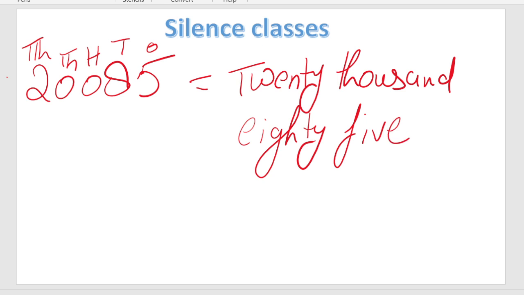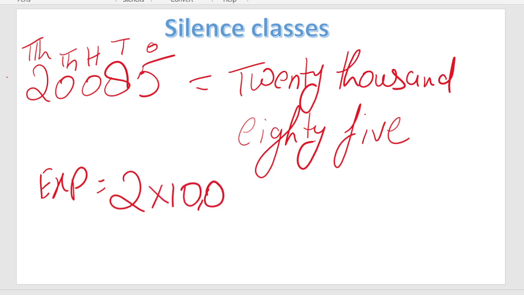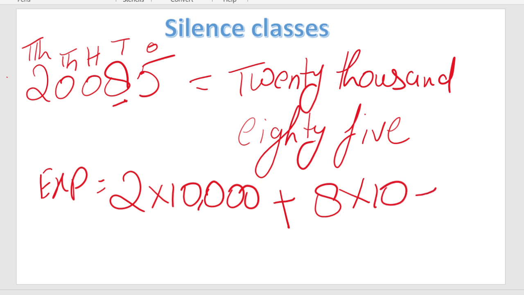Now what do we have to do in the expansion method? 2 is in the, very good, 10,000s place, means we have to multiply 2 by 10,000, plus, we don't have to write down the zeros because if we multiply zeros we will get 0 only. So we will move towards 8. 8 is in the tens place, means 8 multiplied by 10, and 5 is in the ones place, means 5. Okay, let's move towards the next question.